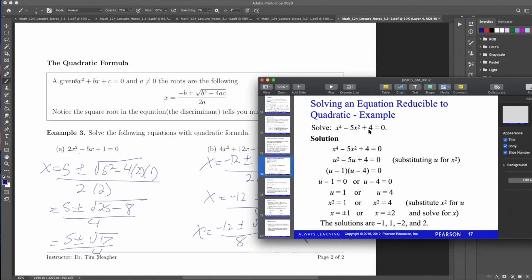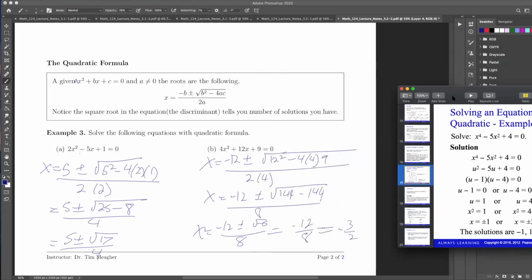Technically, you can solve this by just factoring. You substitute u for x squared, and then you get this, and then you can do this, and then you put back in the x squared and solve it. We'll do two of these together. That way you've seen it and can do it. Okay? All right.